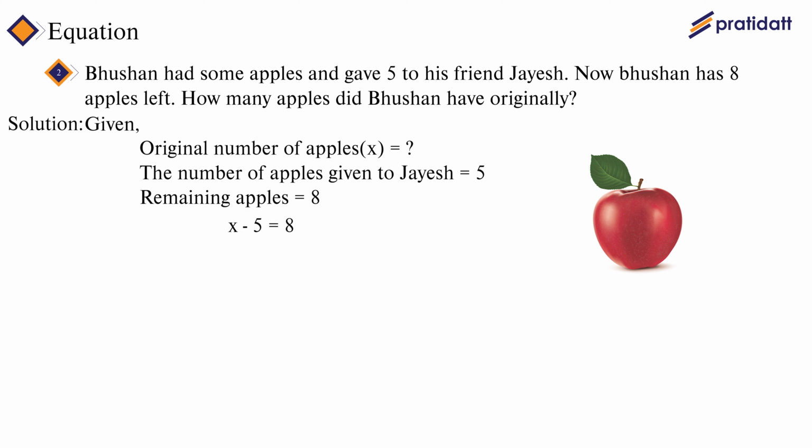Now add 5 to both sides of the equation. x minus 5 plus 5 equals 8 plus 5. We get x minus 0 equals 13. Therefore, x equals 13. Hence, the value of the variable x is 13. Therefore, Bhushan originally had 13 apples.